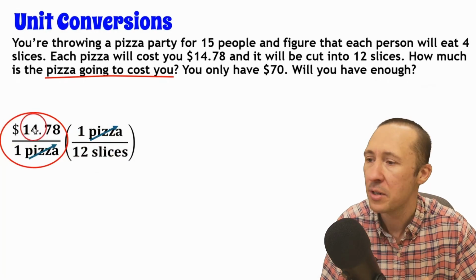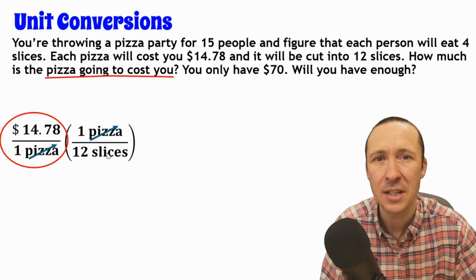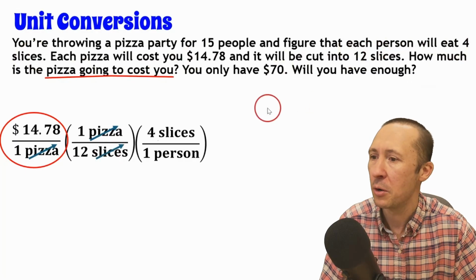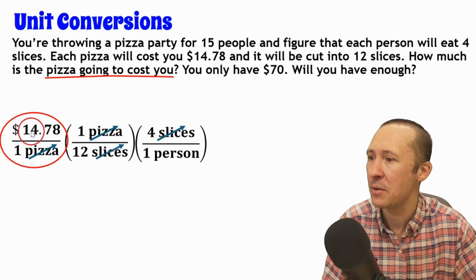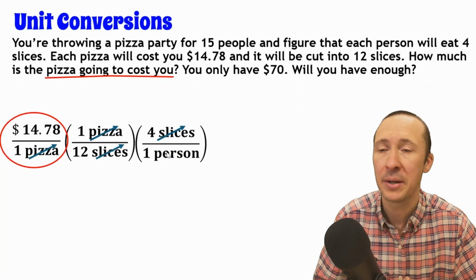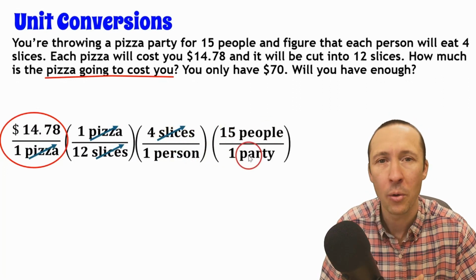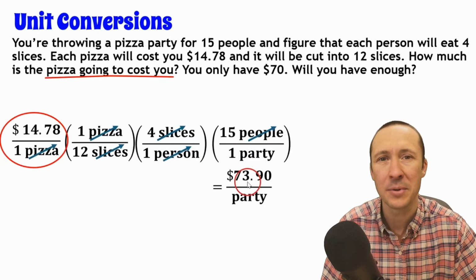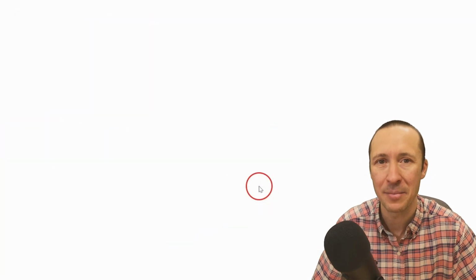Now we have dollars per slice here, right? Dollars for every 12 slices. Now we want to cancel out slices, and we're given 4 slices for each person. So we'll write that there, 4 slices for each person. Slices cancel out. Now we're in dollars for each person, but we don't care how much it costs per person. We care about how much it costs for the whole party. And there's 15 people for the one whole party. And if we write it this way, then person cancels out with people, and we're left with $73.90 for the party. So we don't have enough money.